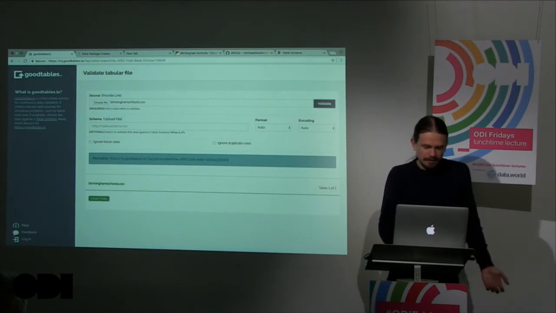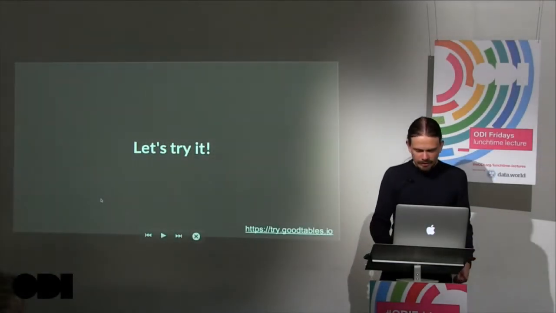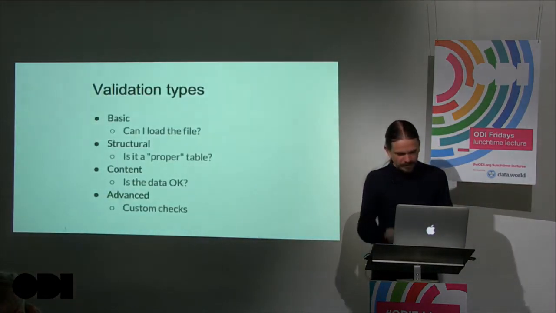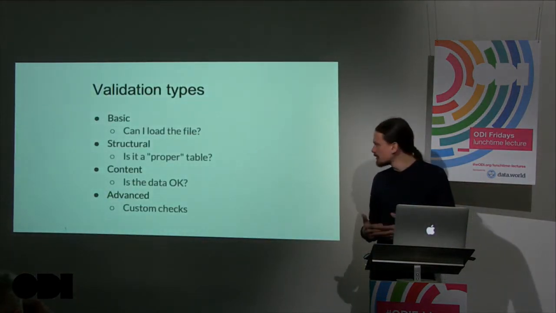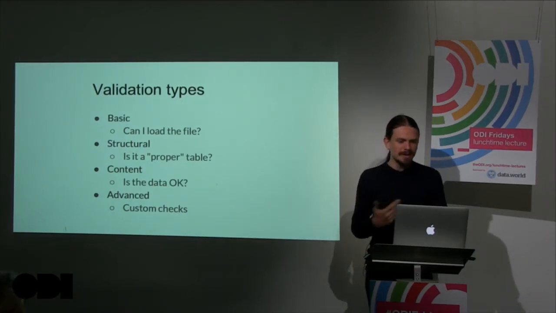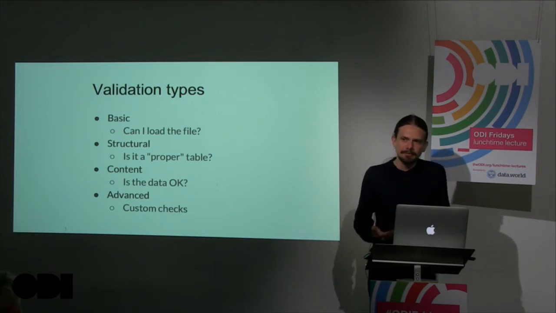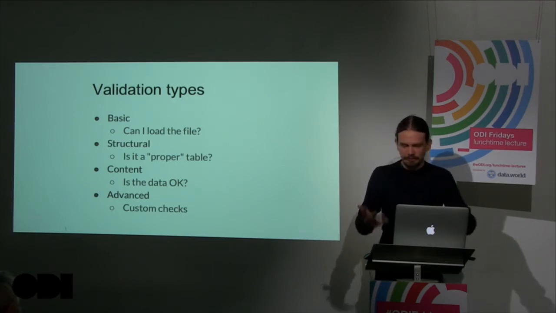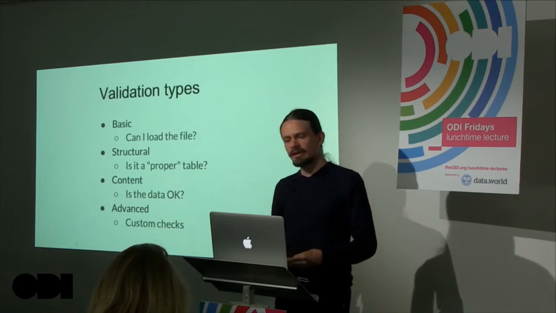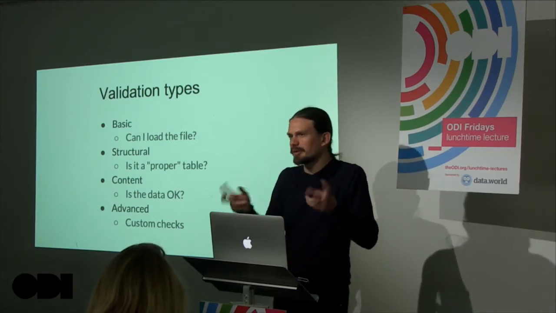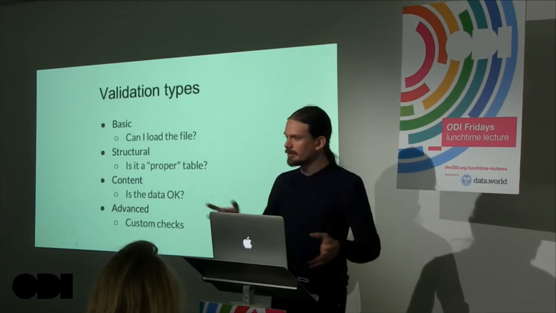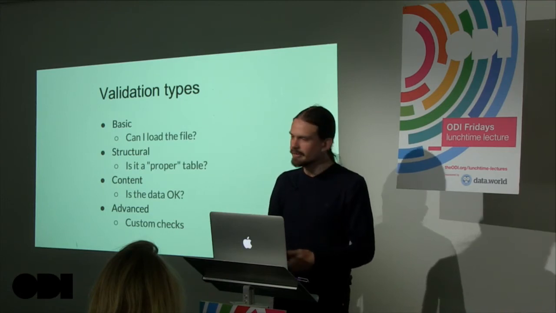But okay, so what does it mean? What does it mean to be a valid table? So Good Tables supports 4 different validation types. From top to bottom, we have the basic validations, that is, can I load this file at all? Is it corrupted or can I open it? Then we have structural validations that deal with, is it a proper table? Do all the rows have the same number of columns? Do they have a header row and things like that?